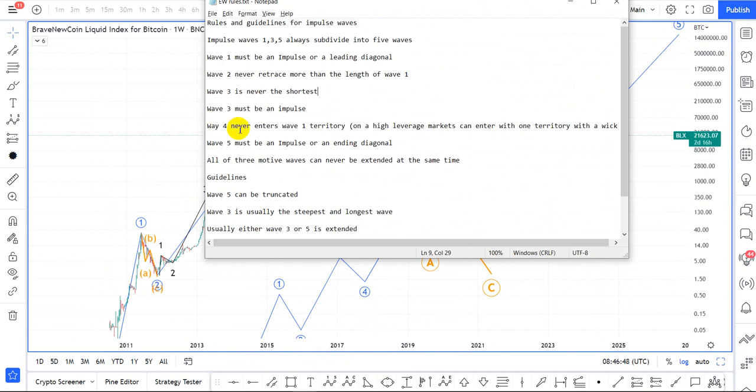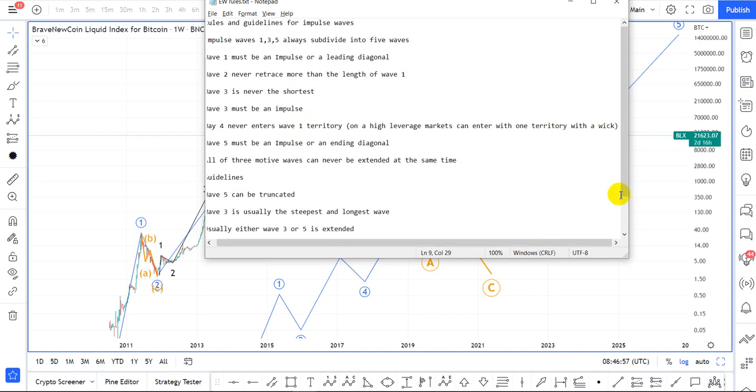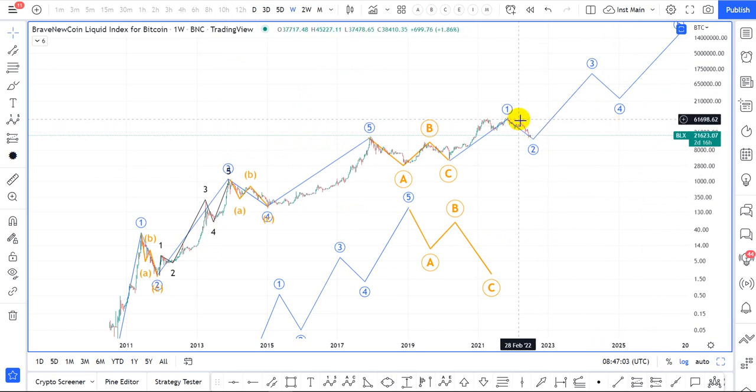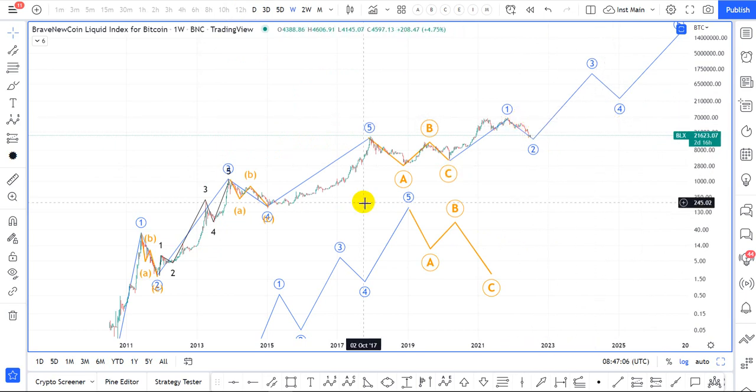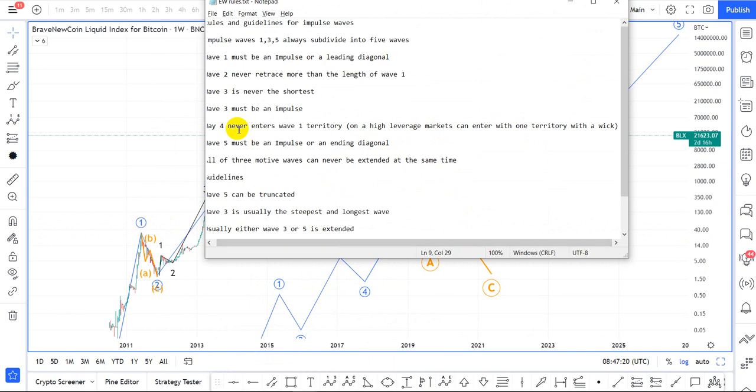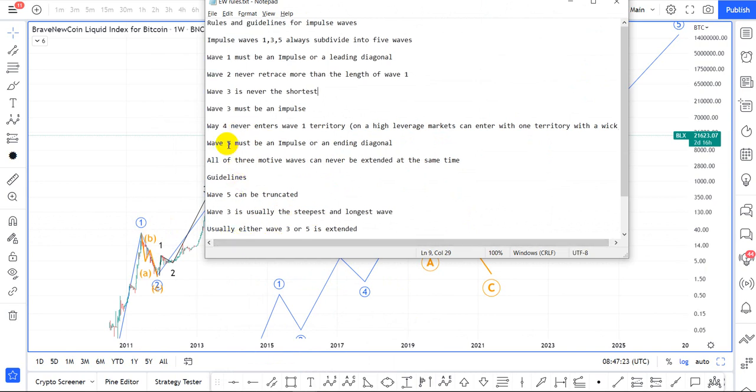Let's go ahead. What else is important? Wave 4 never enters wave 1 territory, or in a high leverage market, it can enter with a wick. So this is how low it can go. Over here, the same thing: here's 1, here's 4, right? So it didn't go lower and it never entered the wave 1 territory. The next criterion is that wave 4 can enter the territory in a high leverage market with a wick, right?